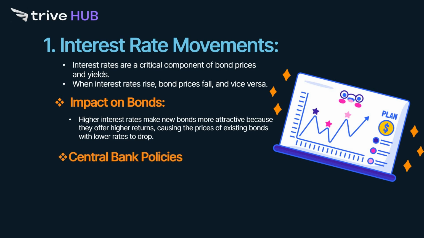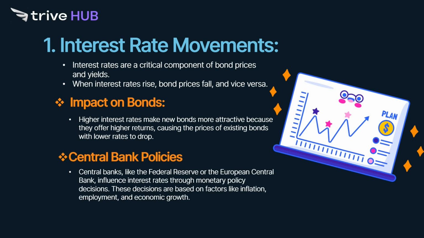The second factor is central bank policies. Central banks like the Federal Reserve or the European Central Bank influence interest rates through monetary policy decisions. They may raise or reduce the interest rate to control inflation and stabilize the economy. When a central bank raises the interest rate, they aim to cool down an overheating economy and curb inflation. Conversely, when they lower interest rates, they aim to stimulate economic activity by making borrowing cheaper.